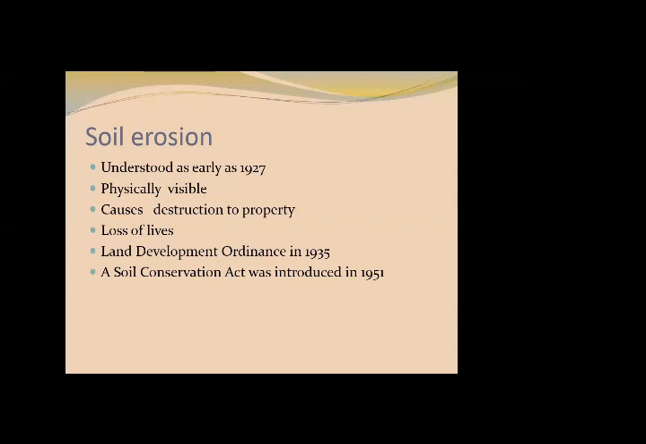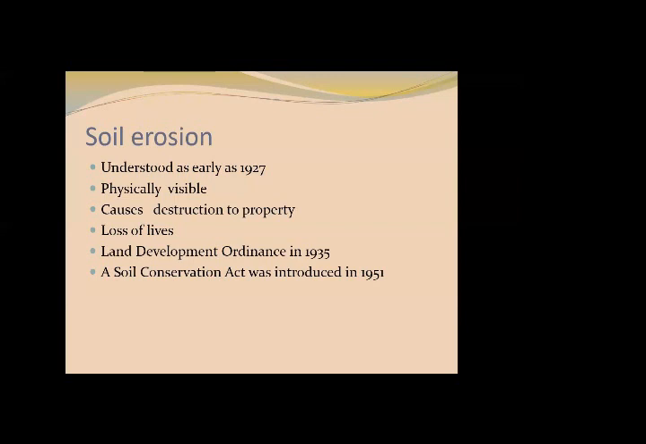Soil erosion, they understood somewhere in 1927, the problem of soil erosion. Then it is physically visible, so it can be easily understood, and the cause of destruction to property, also lives. Okay. So the English established the Land Development Ordinance in 1935. So almost about a century after they started the destruction, they brought in a Land Development Ordinance in 1935.